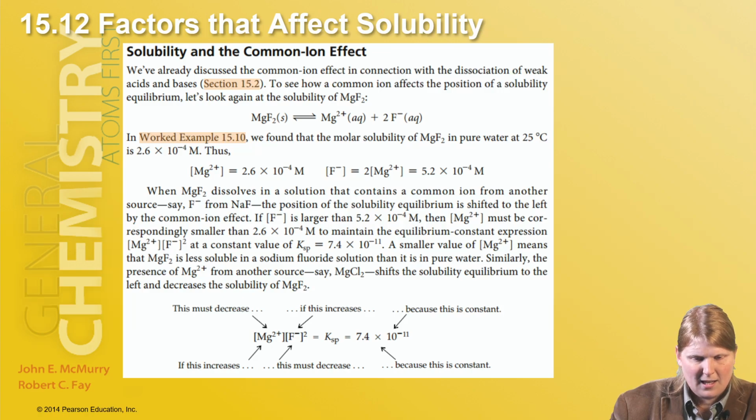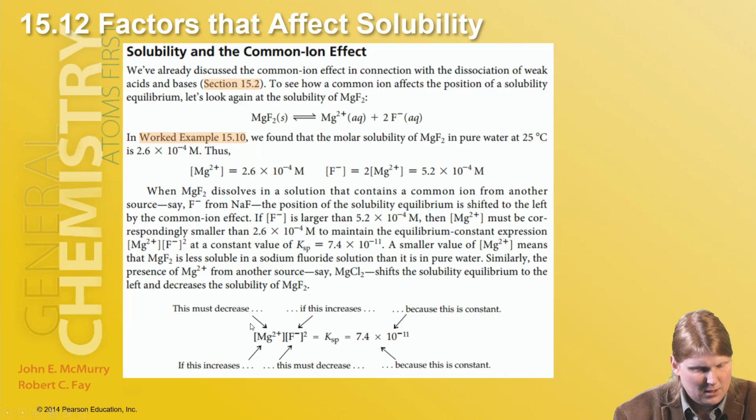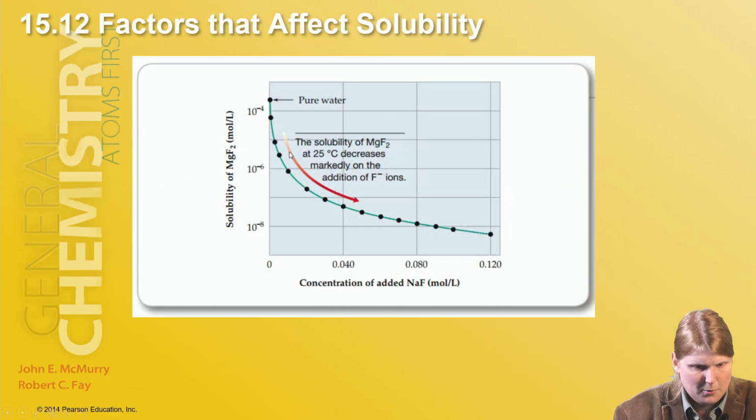If other ions are present, if one of the ions of the magnesium fluoride is already in the system, then that would affect the dissolution of magnesium fluoride, because the presence of the other ions would shift equilibrium to the left and prevent dissolution. Because of this constant, if this increases, this must decrease, because Ksp has to stay constant. So the solubility of magnesium fluoride decreases markedly upon the addition of fluoride ions.